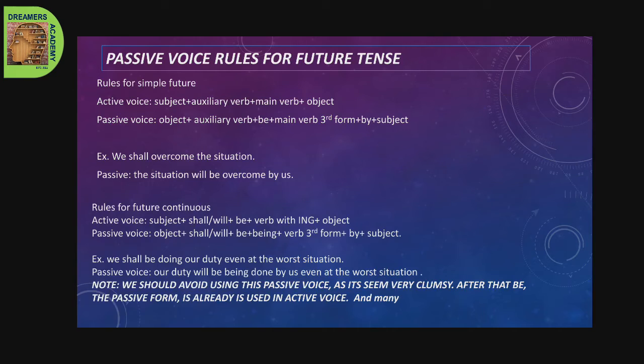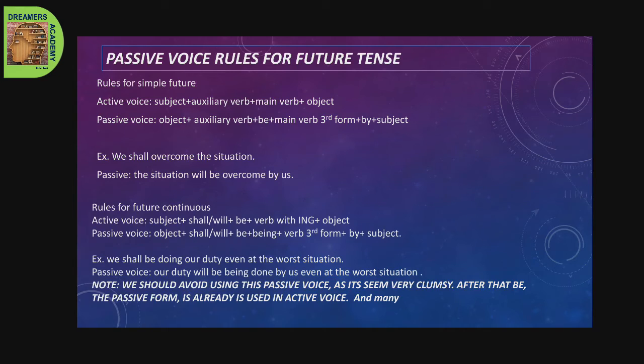Passive voice: our duty will be being done by us even at the worst situation. So here we used being because in active voice there is verb with ing. Note, we should avoid using this passive voice as it seems very clumsy. After that be, the passive form is already used in the active voice.